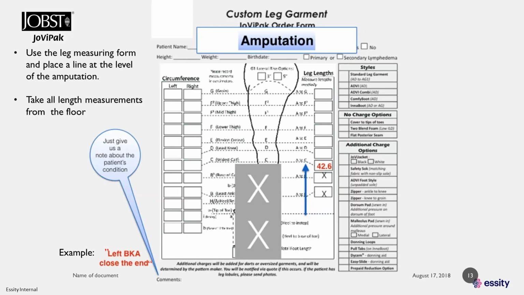Let's go back to the amputation. Use the leg measuring form and place a line at the level of the amputation. Take all length measurements from the floor. Mark it out if you need to. And just give us a note about the patient's condition. Is the end of that stump completely closed? Have they been wearing a prosthesis in the past? Give us what information you can that you think will help give us a better picture of what we're making for your patient. So for example, you would put in this comments area, left BKA, closed end.